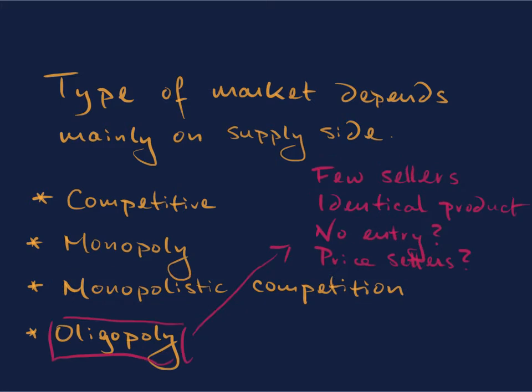An oligopoly is another type of market that is between a monopoly and a competitive market. An oligopoly is a market with a few producers. The first part of this word, oligo, that also shows up in the word oligarchy, which is government by a few people. Oligo means a few. So an oligopoly is a market with a few sellers.